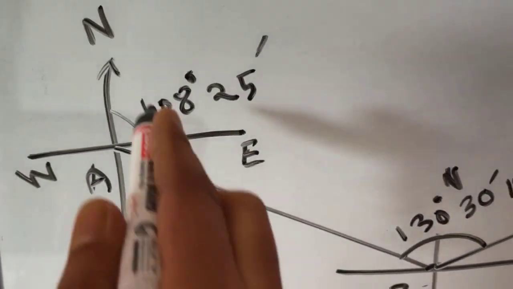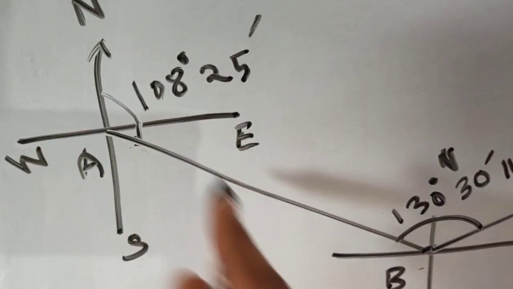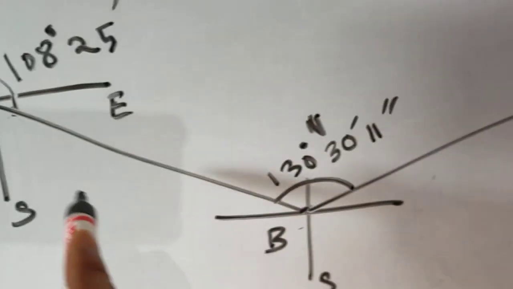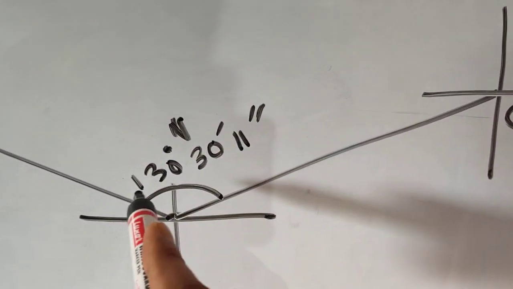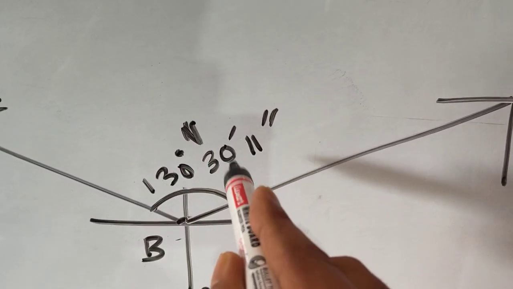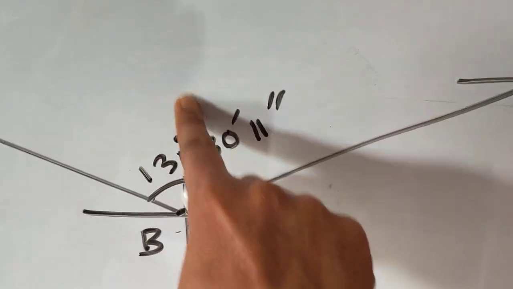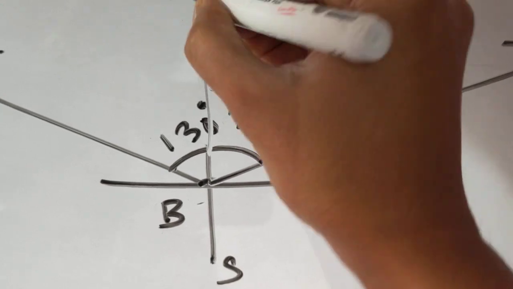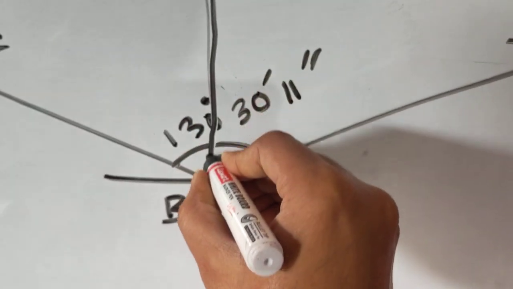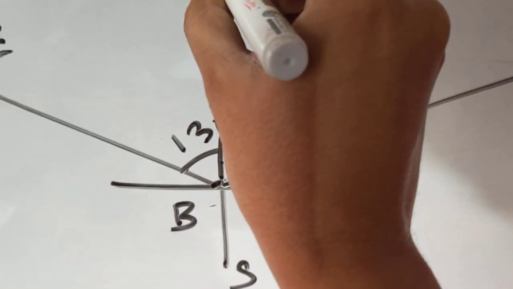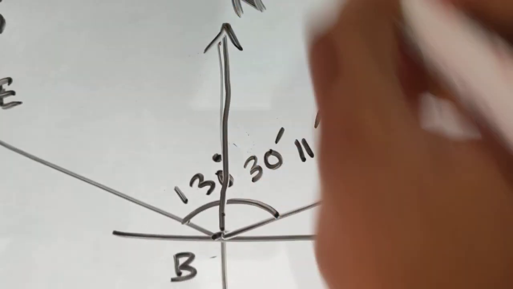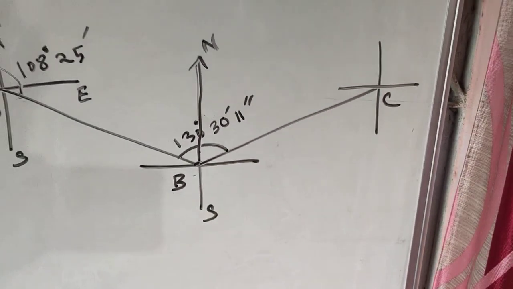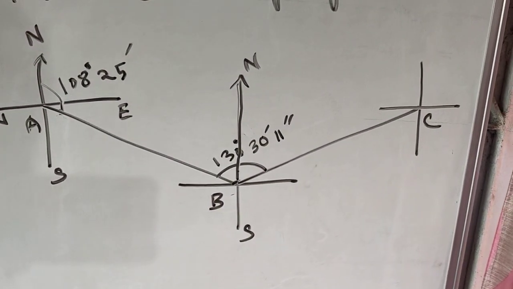Let me recap it. Line AB has a bearing of 108 degree 25 minutes. Angle ABC has a value of 130 degree 30 minute 11 seconds. Okay. Let me extend this line. This is the north direction. Okay. So this is the scenario.